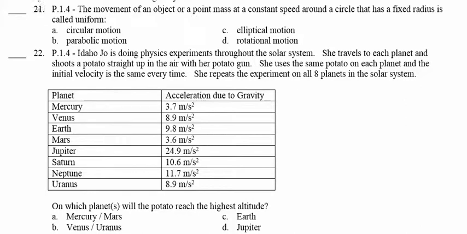Okay, I'm looking here at number 21, and essentially this problem talks about our centripetal acceleration problems that we had. Real simple one: the movement of an object or a point mass at a constant speed around a circle that has a fixed radius is called uniform. Well, it's not elliptical because it's not going to move in an ellipse. It is rotating, but it's not called rotational motion. It's not parabolic. It's moving in a circle, so it's called circular motion.